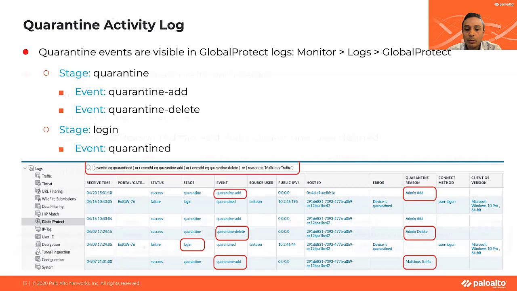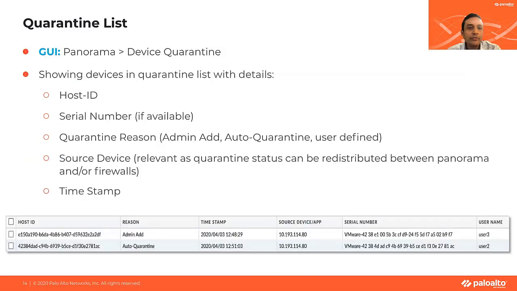The next one, which was added to the quarantine list by malicious traffic. Next one is the quarantine list. So once the device is added to the quarantine list, then admin has a detailed view of that device in the quarantine list, which is available on Panorama under Device Quarantine tab.